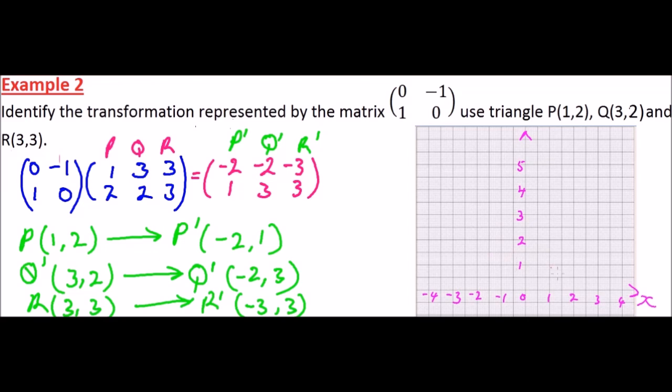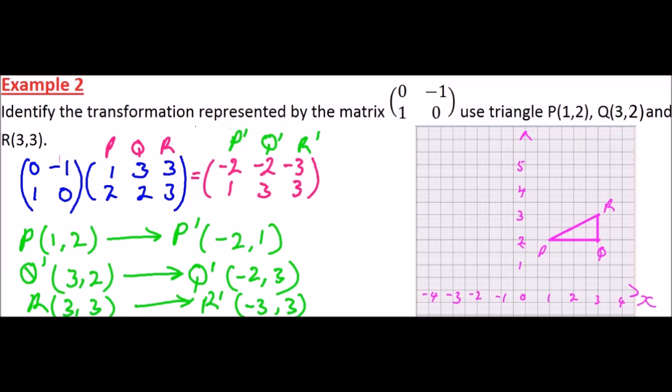Our P is 1, 2, so that is where we have our point P. Our Q is 3, 2. Our 3, 2 is there. So that's where we have our Q, and our R is 3, 3. So we have R. Let's join the 3 points to come up with a triangle. So this is our triangle PQR.